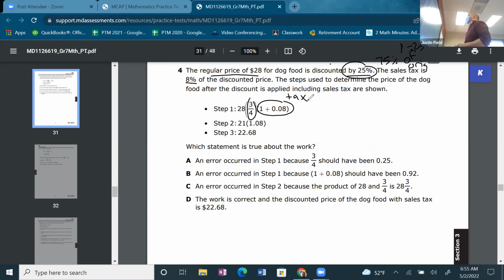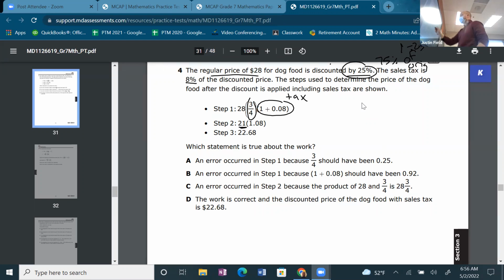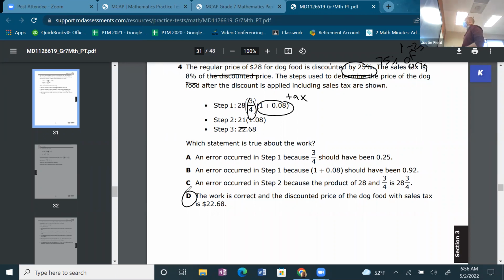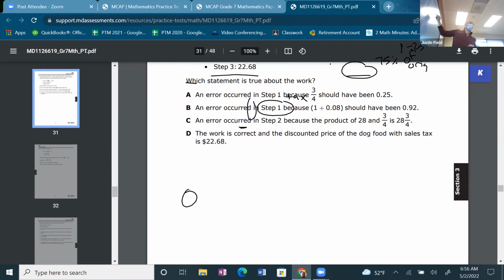Okay, and then so 28. So now let's see. Is this correct? 21 times 1.08. Let me just check really fast. All right, I had to check the answer key because I was looking at it and I said this work is correct. And guess what? The work is correct. Okay, so everything done is good. Let's move on.